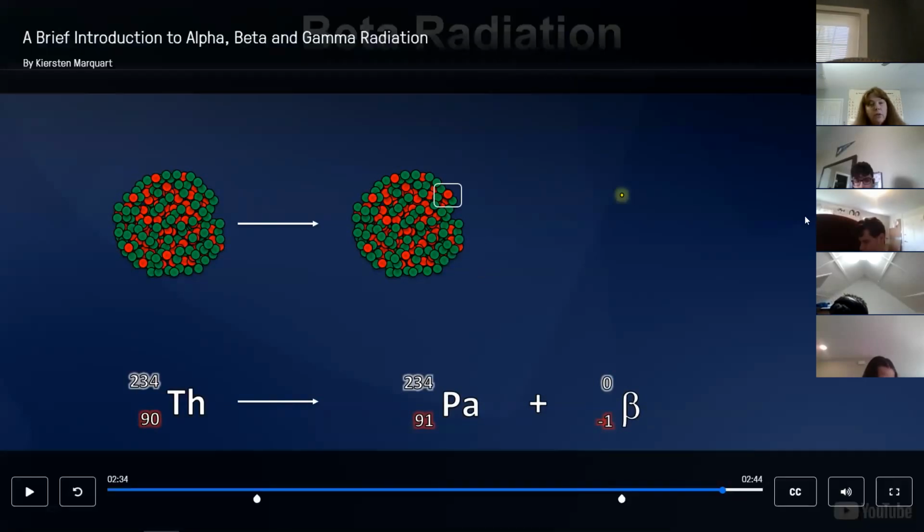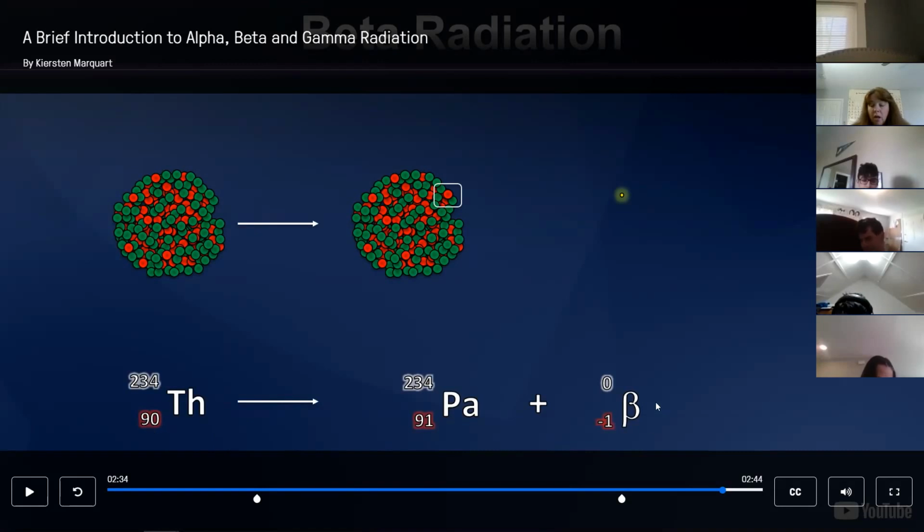Okay, now it doesn't go into the math here again, but we will go into this more. But again, the left side of the arrow has to equal what's on the right. So you can see 234 equals 234 plus 0. And down here, 90 equals 91 plus -1. So that math's a little weird, but because this is negative, you need an extra proton down here to go to 90.